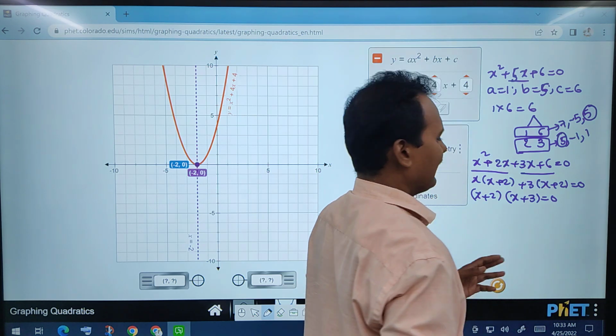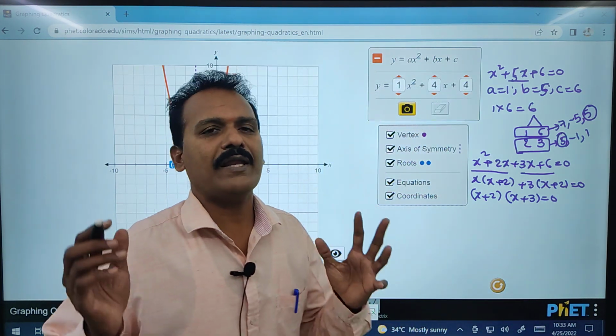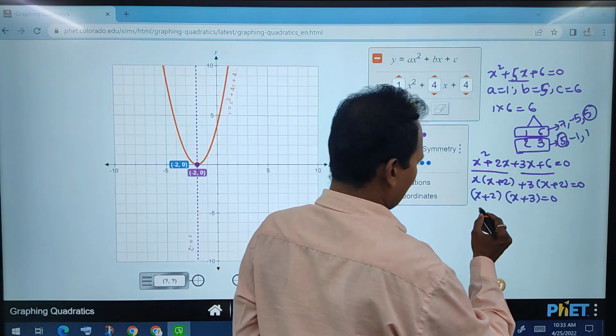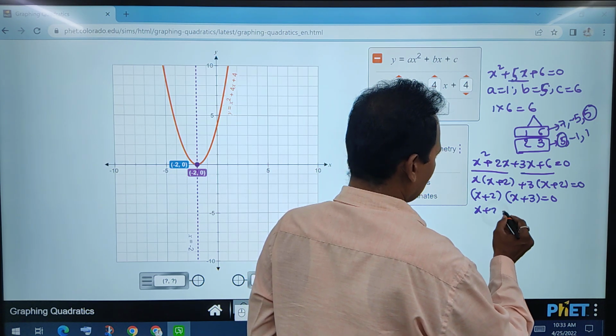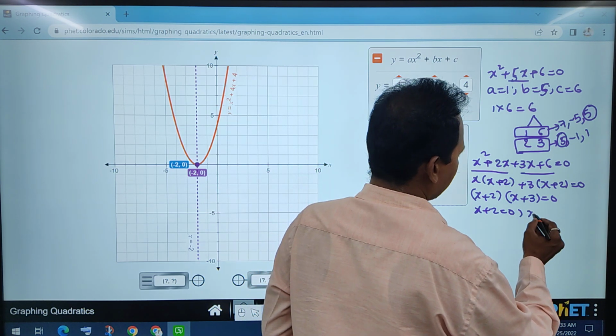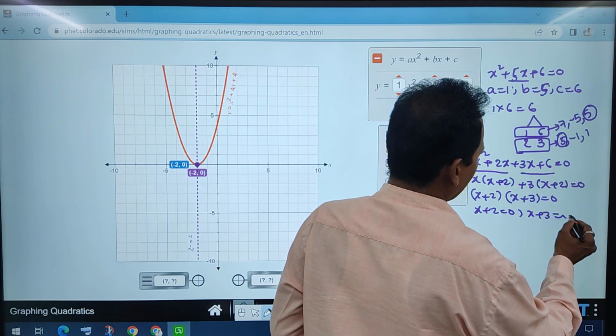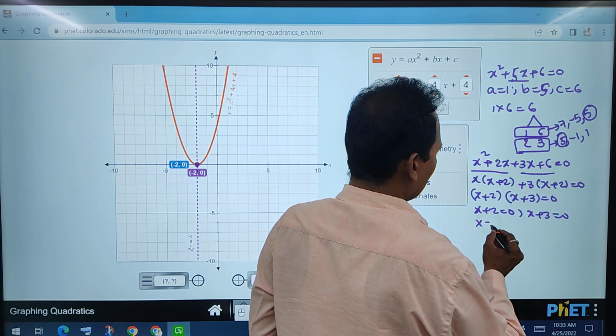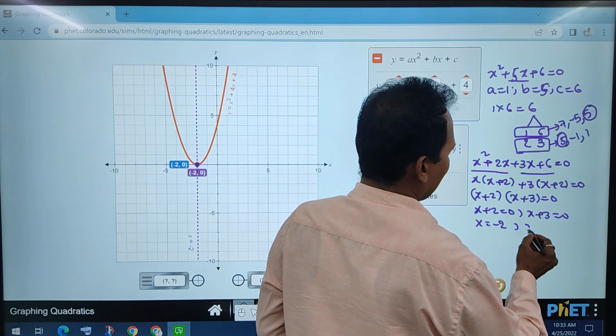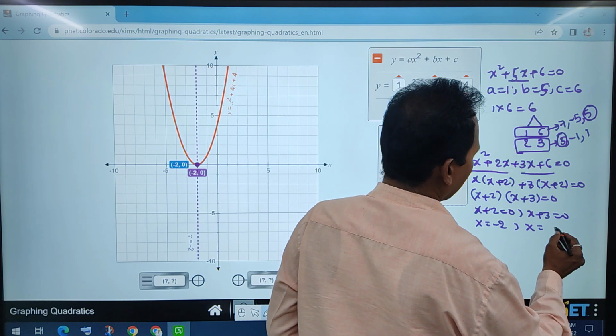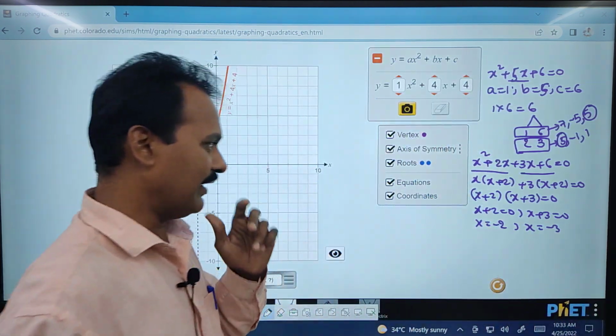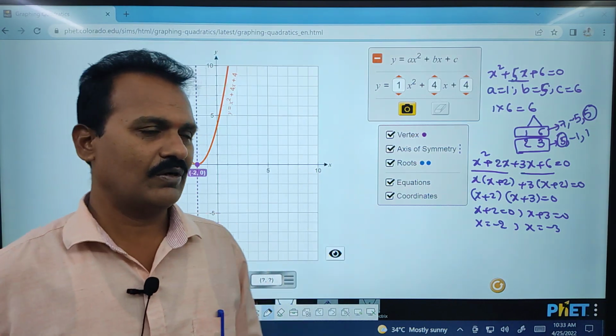That means either x plus 2 equal to 0 or x plus 3 equal to 0. So x equal to minus 2 and x equal to minus 3. So here we got two different roots.